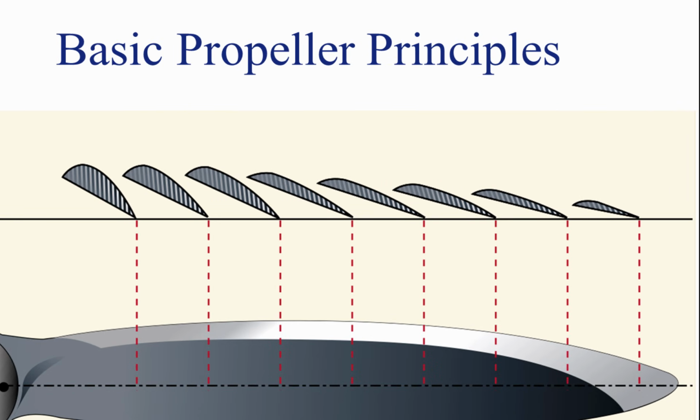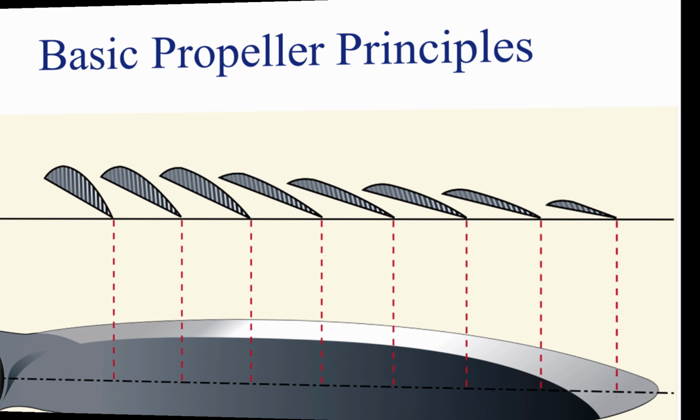A cross-section of the blade shows that the top surface has a camber much like the top of the wing, and the bottom is flat, much like the bottom of a wing. The chord line in a propeller is the line drawn from the leading edge to the trailing edge. On a propeller, the thicker end is the leading edge.